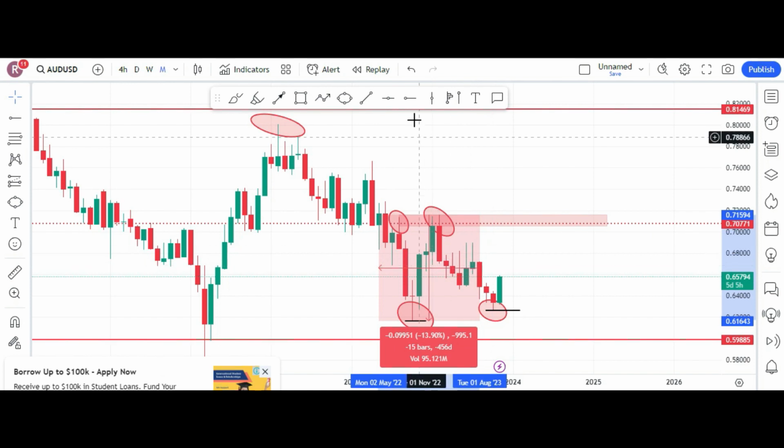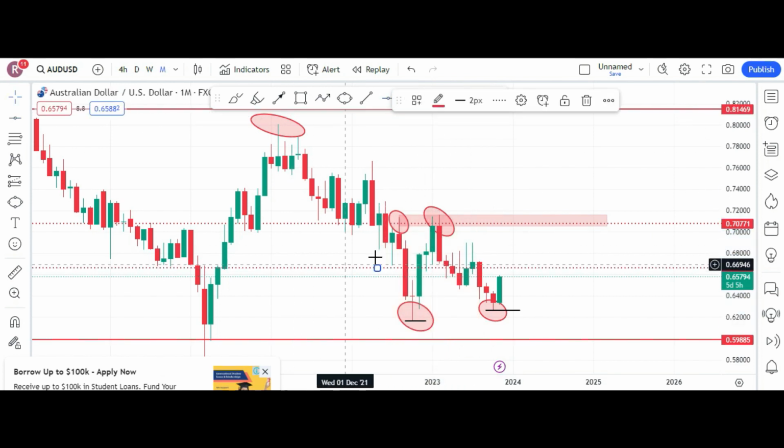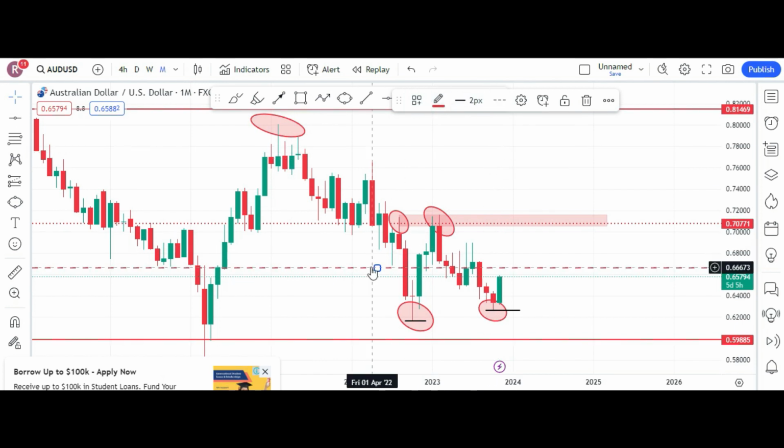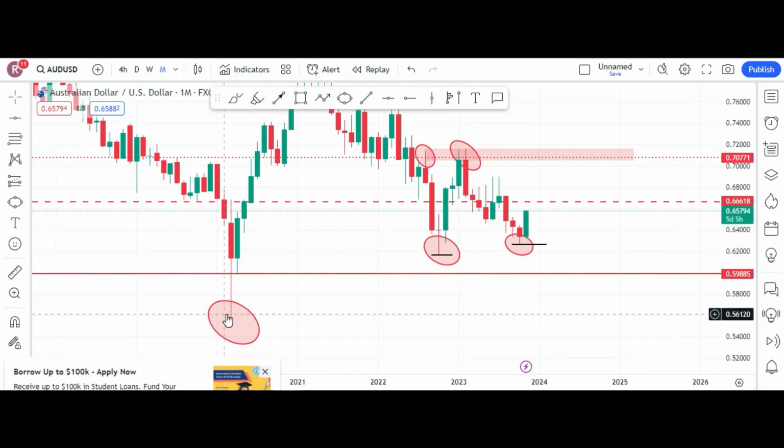And this is 50%, so we are going to mark the 50% of our double top at the moment, and we will put it as a dashed line. So this is our 50% on the monthly range. And one more thing, on the monthly range, please watch out that this is creating a lower low, then a higher low, and a higher low. So the market is getting bullish slowly, if you guys can see.